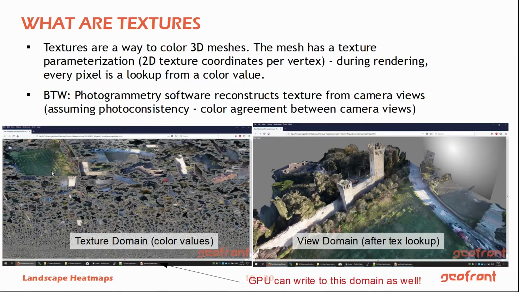Now, in order to color the scene, the renderer makes a lookup into the texture domain's color texture map that the photogrammetry software has reconstructed, and then puts it over into the view domain. So this is the usual rendering that you would get. Now the fun thing is that the GPU can also write to the texture domain by itself.